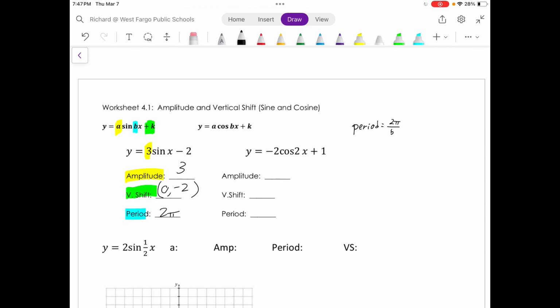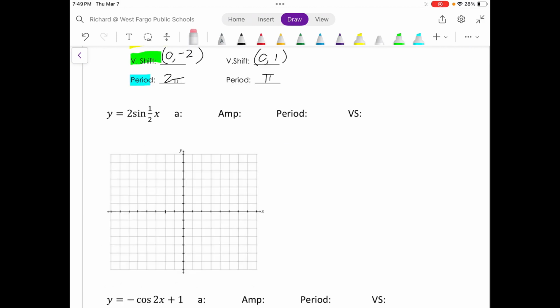Let's continue with the second equation. We have our amplitude, which in this case is -2, but amplitude can never be negative, so we just put it as a positive 2. Our vertical shift, which will be +1, and then our period, which is 2 pi over our b, which will be 2, which will give us a period of pi.